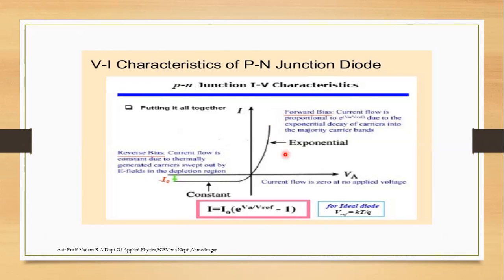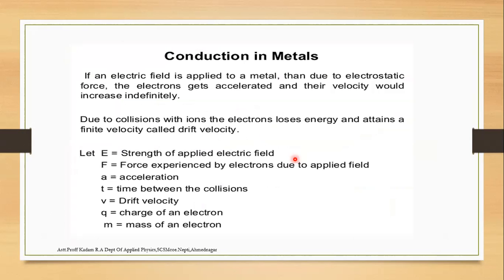In the case that the current flow is zero at A, there is an applied voltage. In that case, reverse bias shows the negative current and forward bias is the positive. That is the basic PN junction characteristic that will be shown in the graph. Okay, in this PN junction, there is forward bias and reverse bias.